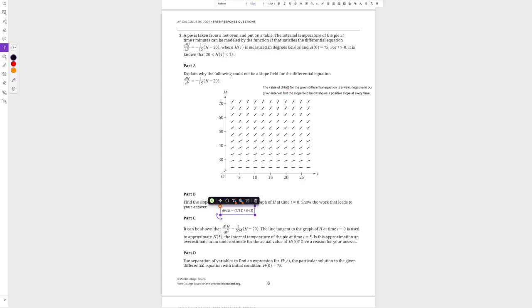And recall that at the start we were given the value of h of 0. So we know h of 0 is 75. So all we have to do is plug that in. We have 75 here, this simplifies to 55, and this simplifies to negative 55 over 15. Divide both by 5, you get negative 11 over 3, and that's your answer. The slope is negative 11 over 3. That's the slope of the line tangent to the graph of h at time equals 0.